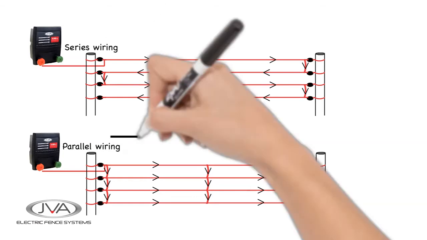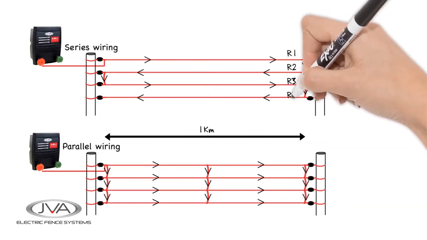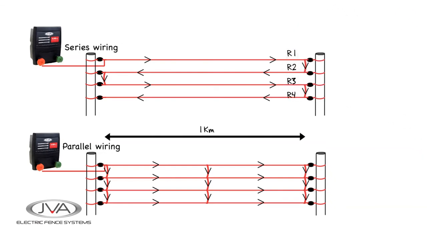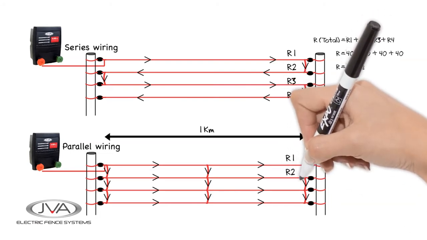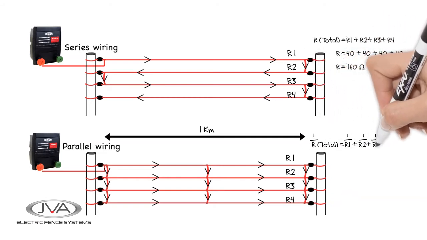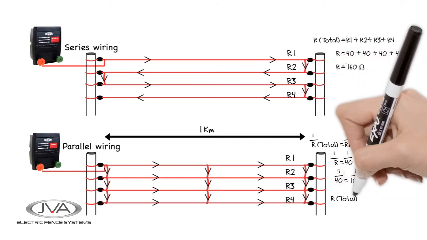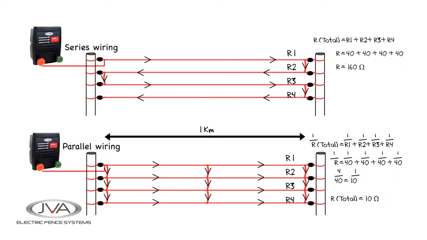To calculate the resistance on this 1 kilometer 4-strand series wired fence, we would say the resistance on each wire is added together to get the total. Knowing the resistance of a galvanized steel wire is 40 ohms, then the sum of these strands added together will give us a resistance of 160 ohms. In comparison, the 1 kilometer parallel wired fence, where the load is shared over 4 lines, this makes it a fraction, and thus the equation will look like this, and the resistance will be 10 ohms.